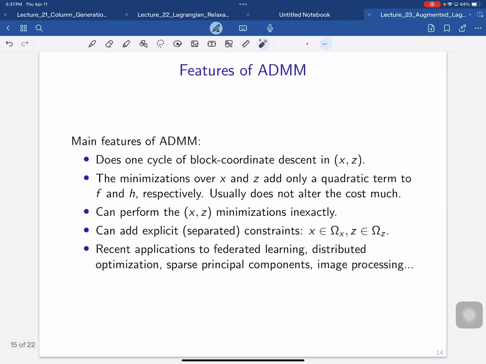So here the feature is that we are doing one cycle of block coordinate descent in x and z. The minimization over x and z only adds a quadratic term respectively, and that still maintains the decomposable structure of the problem. Of course, in each of these iterations, you can add some additional constraints that are related to z and x separately, and they are still decomposable. So it has very wide applications, for example in federated learning.